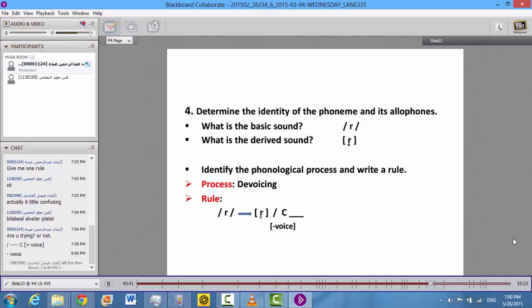Then we have to identify the phonological process, to name it. We have to give it a name, and then write a rule as well. So we say that the process here is devoicing. The ra becomes ra voiceless: devoicing. The rule is going to be stated like the following. We have the ra voiced becomes ra voiceless when it is preceded by C, for consonants, that is minus voice. So any consonant having the feature minus voice.